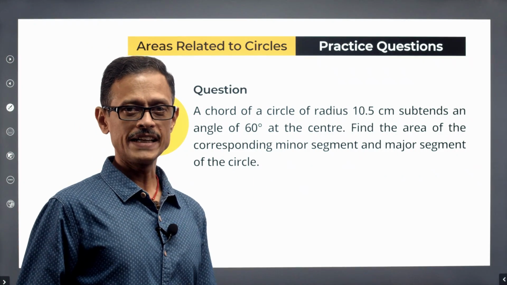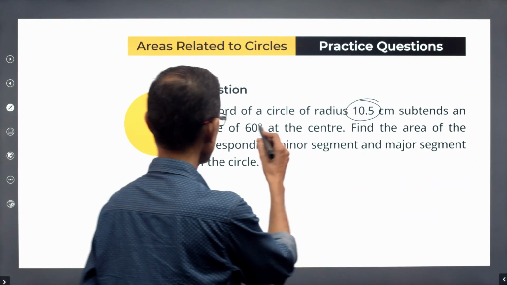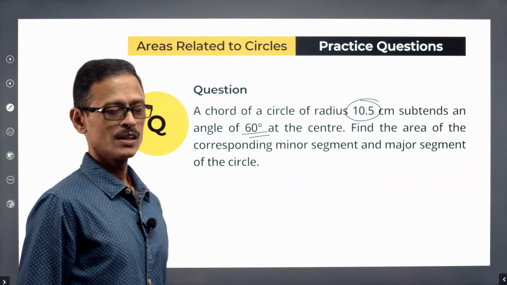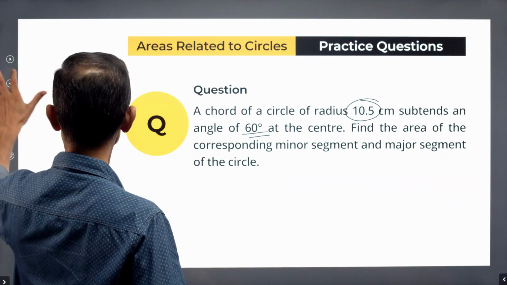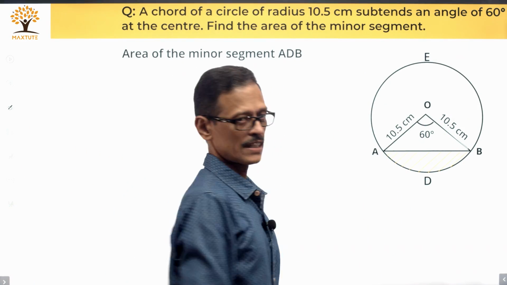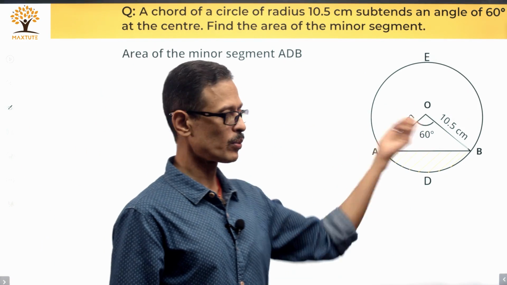A chord of a circle of radius 10.5 centimeters subtends an angle of 60 degrees at the center. Find the area of the corresponding minor segment and the major segment. The chord subtends an angle of 60 degrees at the center of the circle. The radius of the circle is 10.5 centimeters.